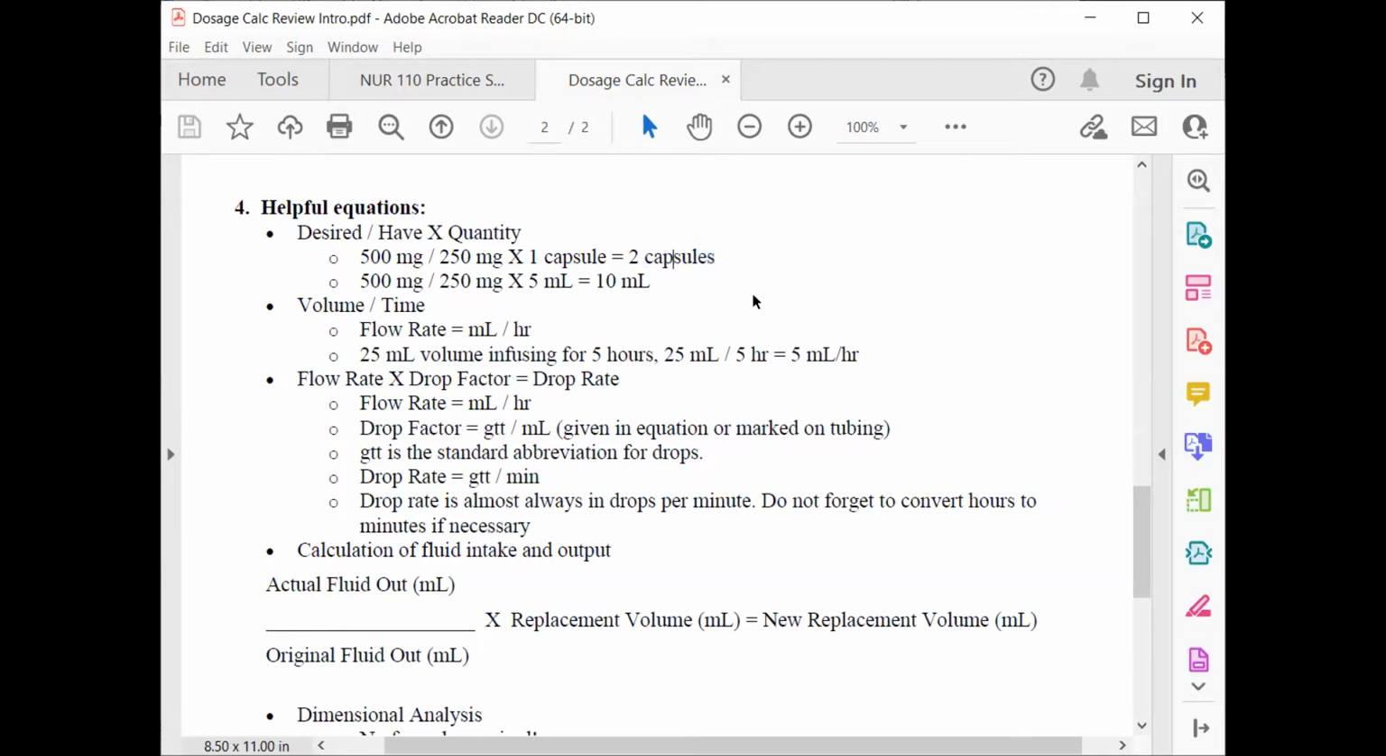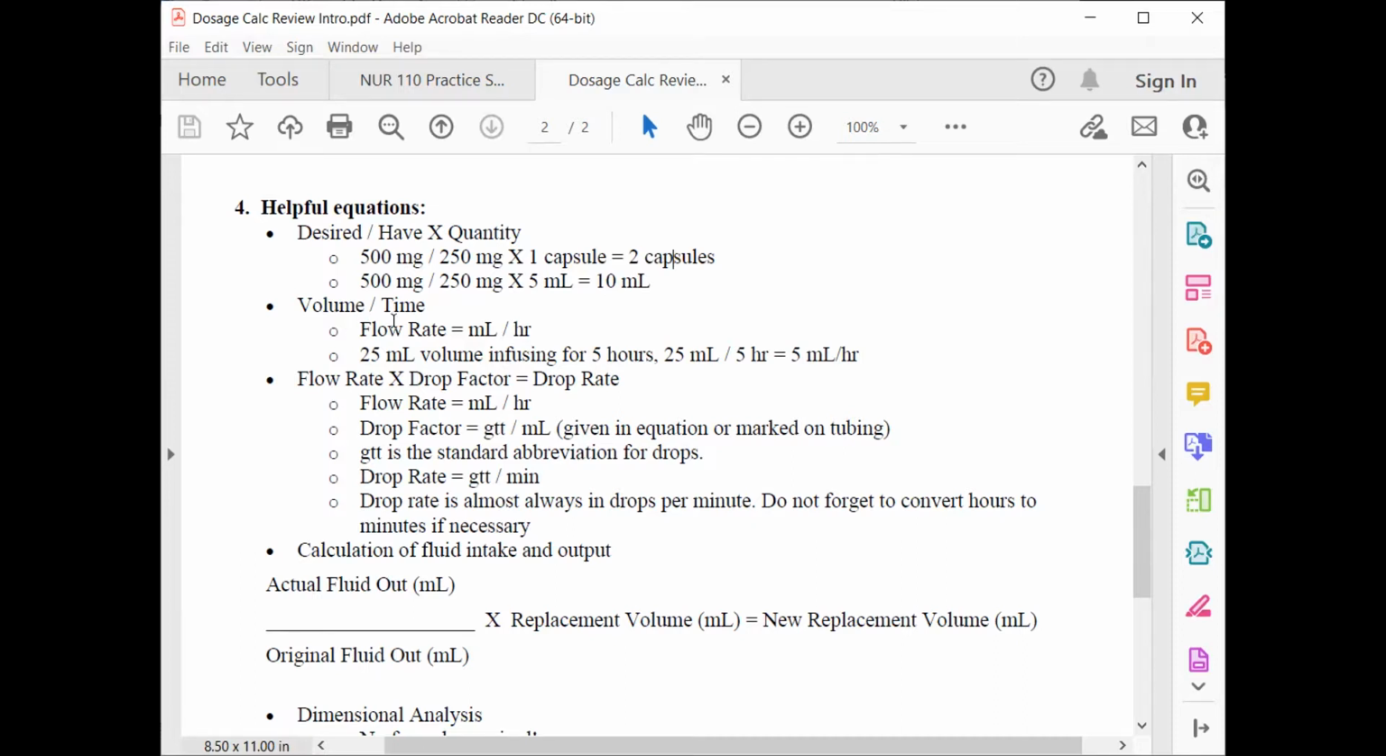It's not just 2. If we're talking about a suspension, again, the order is 500 milligrams. You have available 250 milligrams per 5 ml. So your quantity is 5 ml, and then that's where you get your 10 milliliters. And again, we're going to go through practice questions on these. I just wanted to introduce you to some of this stuff, just so you know.